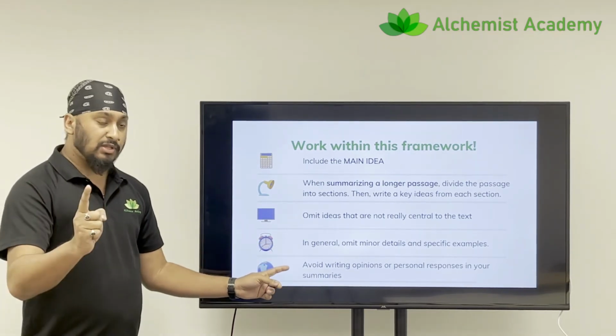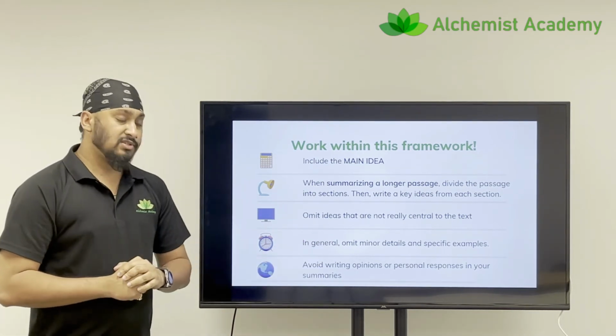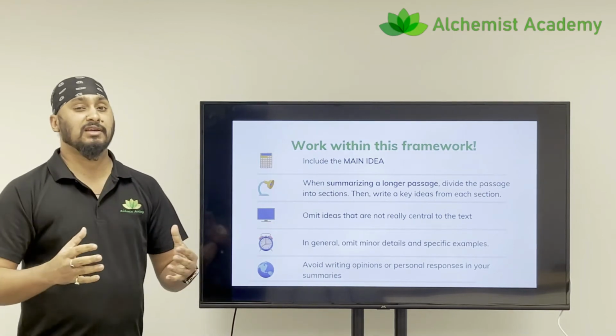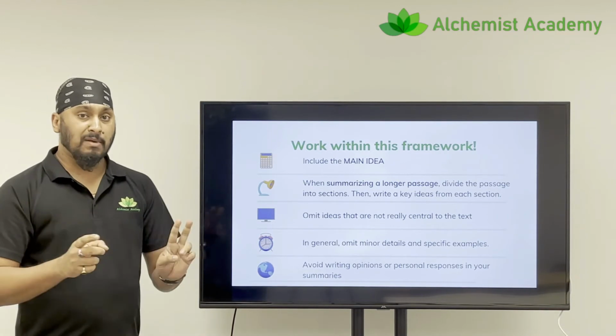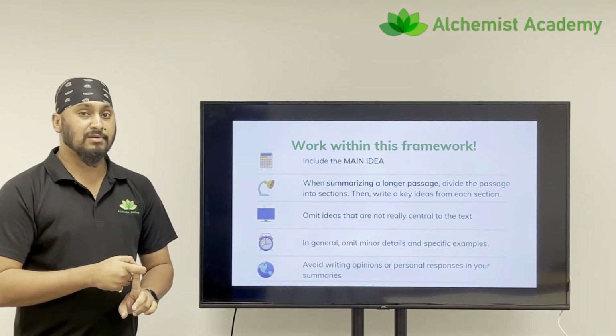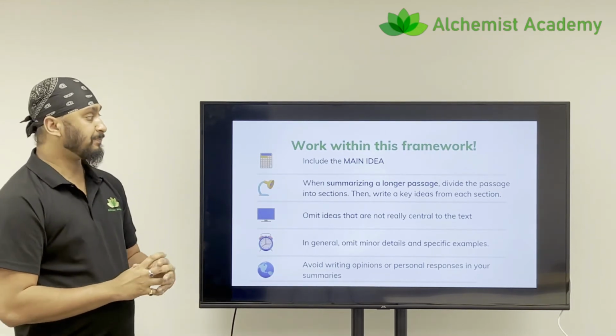And one of the most important things is, please avoid writing your opinions or personal responses in your summaries. You just need to sum up the text. You don't have to give your opinion, your idea. Is it clear? So remember, practice it with the proper timer and get an idea how to identify topic sentences.